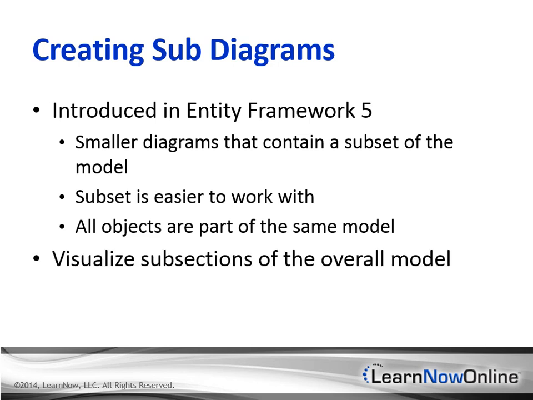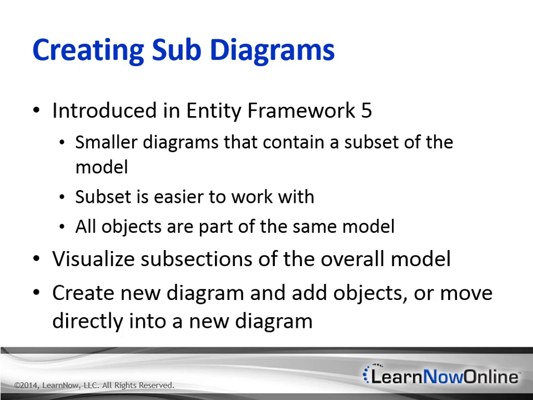So another way of describing this is that it lets you have several diagrams that visualize subsections of your overall model. By default, the Entity Data Model wizard creates a single diagram called Diagram 1, and that contains everything in the model. So there are a couple different ways of creating a new diagram. You can create a new diagram and drag entities from the model browser, or you can move entities from an existing diagram to a new one.